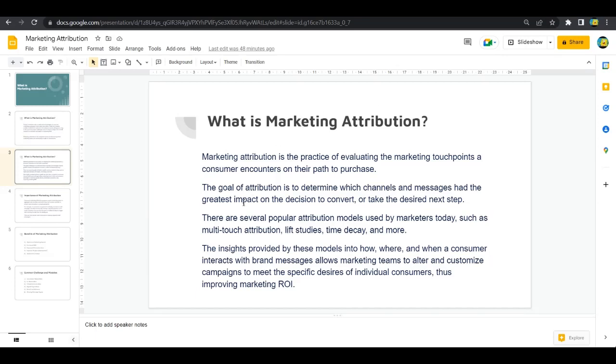There are several popular attribution models used by marketers today, such as multi-touch attribution, lift studies, time decay, and more. We'll look into the specifics of these one by one later on. And the insights provided by these models into how, where, and when a consumer interacts with brand messages allow marketing teams to alter and customize campaigns to meet the specific desires of individual consumers, thus improving marketing return on investment.